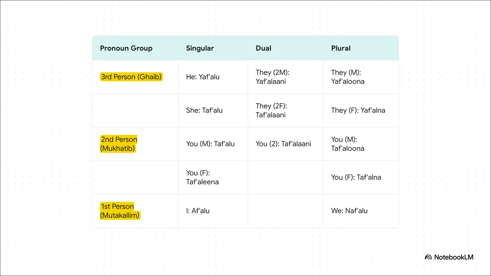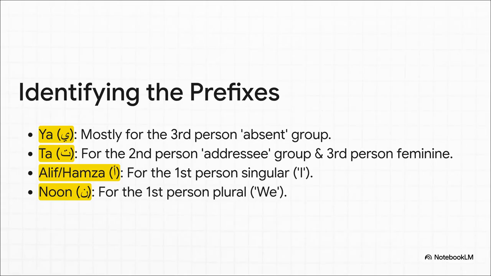And here it is, the whole shebang. This table shows every single possible conjugation, all organized by who you're talking about, from he and she all the way down to I and we. It's all there. Now, what's really interesting here is how these 4 little letters, ya, ta, Alif, and Nun, act like signals. They're prefixes that tell you right away who the subject of the verb is. It's like a built-in clue at the very start of the word.